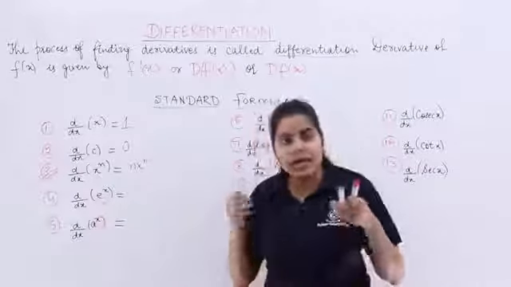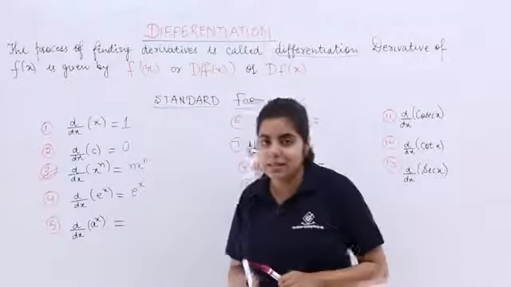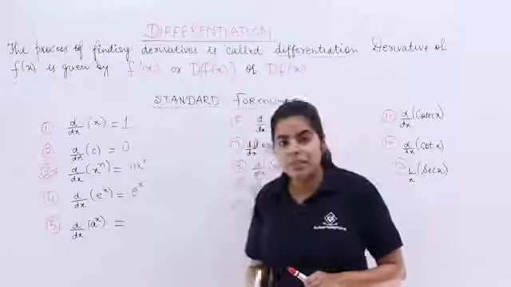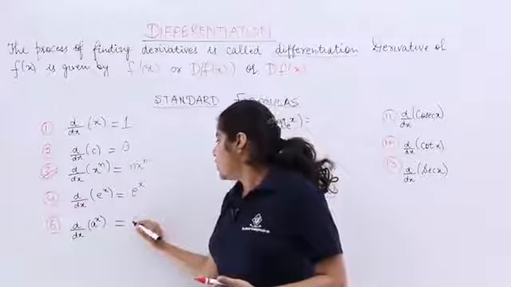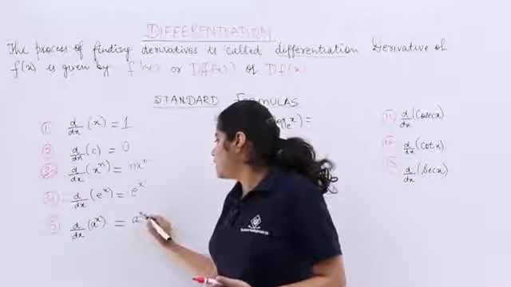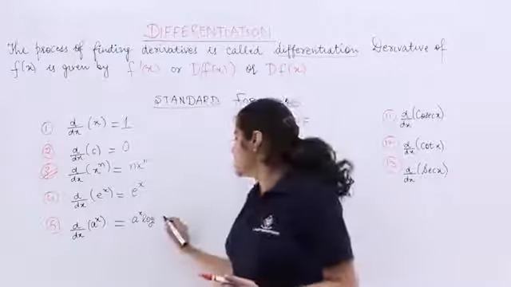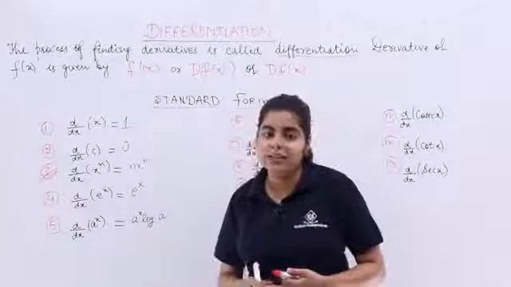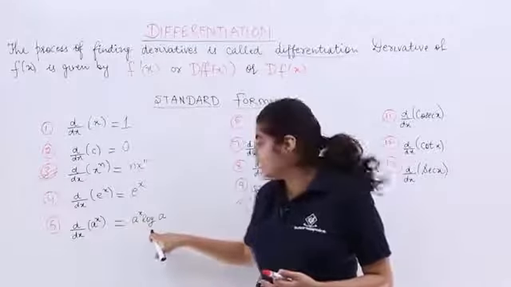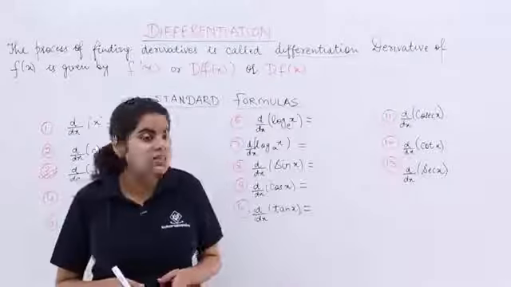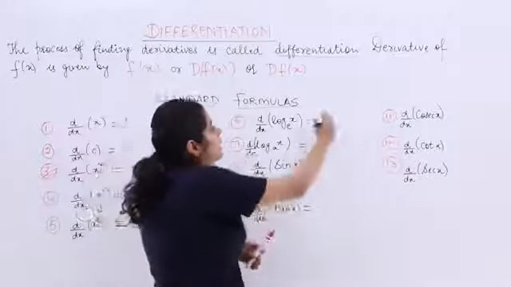e raised to the power x, exponential differentiation is exponential only, no change. That is the answer. Next is a raised to the power x, it is a form of again exponential. So, it is a raised to the power x log a. That is the answer. a raised to the power x will remain as it is and it is multiplied by log a. Next is what? Log x. Derivative of log x is nothing but 1 by x.